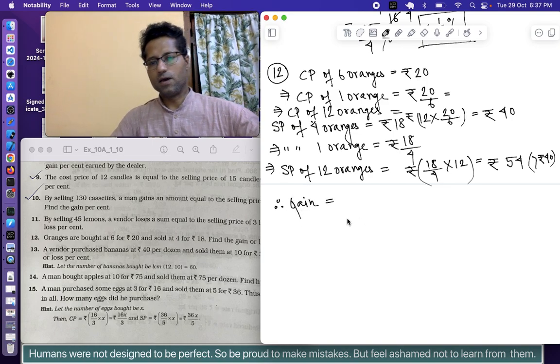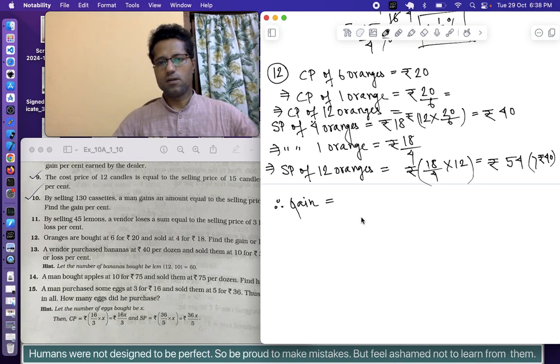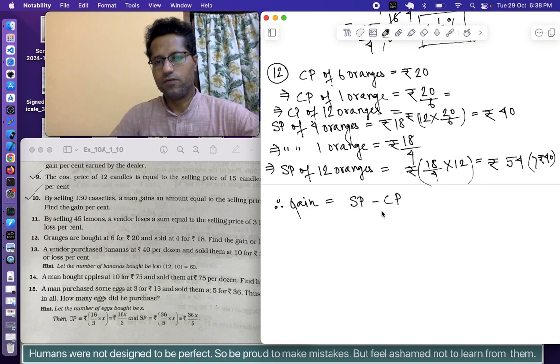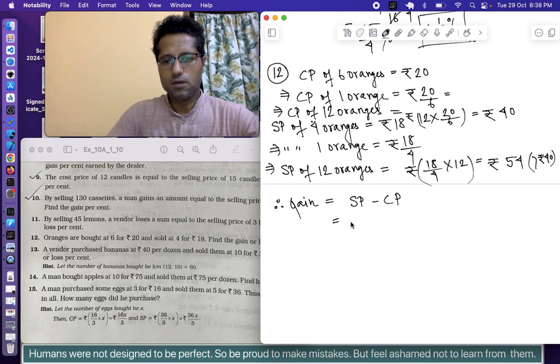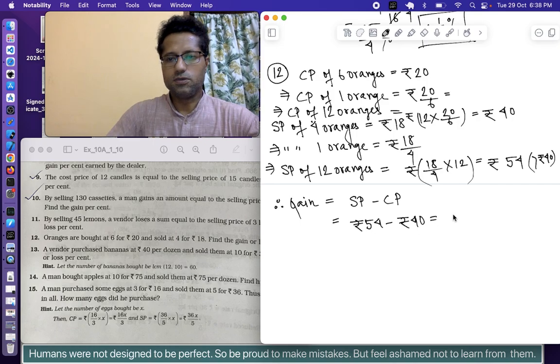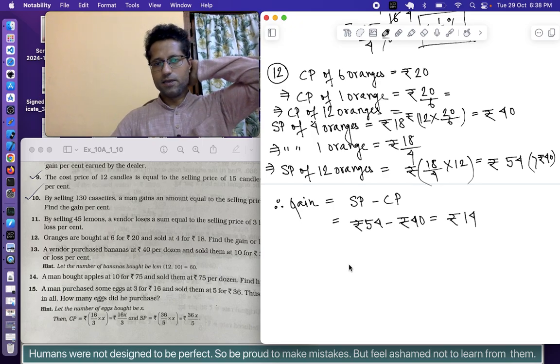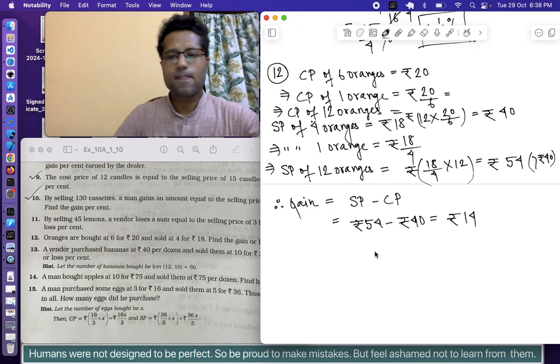So now we are comparing SP and CP based on 12 oranges. So gain is equal to SP minus CP, and this SP and CP is based on 12 oranges. So this is equal to rupees 54 minus rupees 40, which is equal to rupees 14. So rupees 14 is the gain in selling 12 oranges.